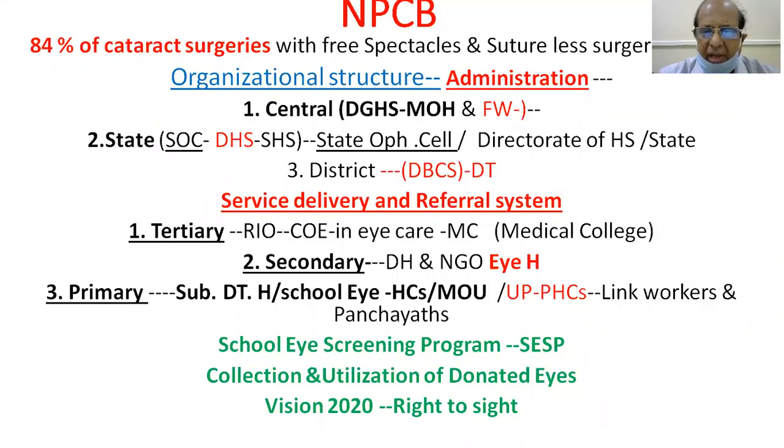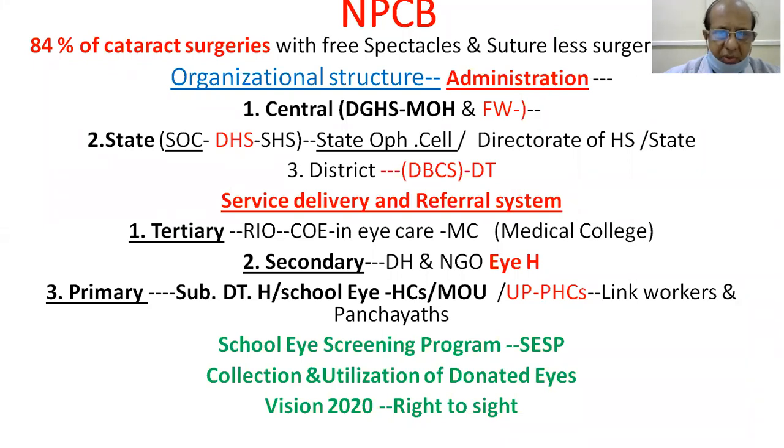They will help each other share the problems, and the problems will also be passed to upper grade institutions, like districts, state, and PHCs, taluks and districts. So they are the link workers. They will also be paid, but they are temporary, not permanent workers. Sometimes 8,000 rupees per month they may be paid. So that is the school eye screening program, collection and utilization of donated eyes.